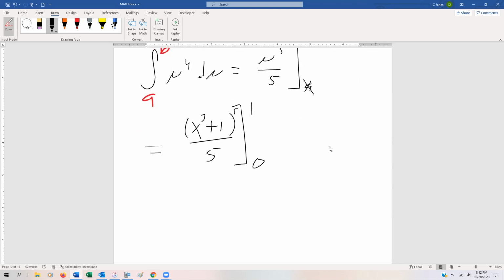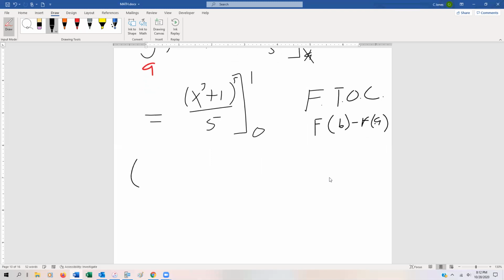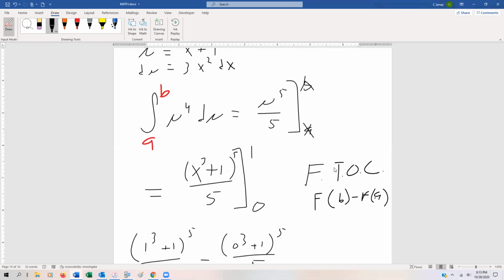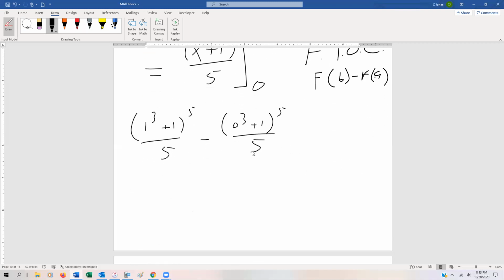Now we're going to use our fundamental theorem of calculus. Remember the fundamental theorem of calculus said f at b minus f at a. So we're just going to plug in the upper bound, plug in the lower bound, and subtract. So we're going to get the quantity of 1 cubed plus 1 to the fifth over 5 minus 0 cubed plus 1 to the fifth over 5. Now notice it doesn't wipe out with the 0, because it's not a polynomial completely. The original is a polynomial, but it does have that 0 in there. So strike that comment. It is a polynomial.